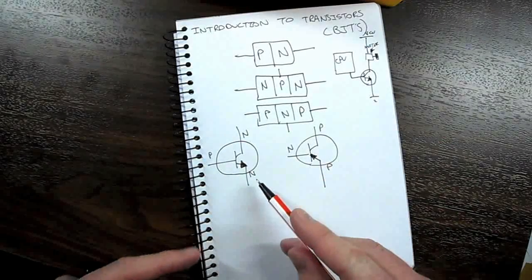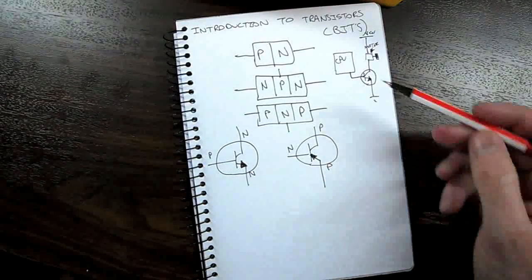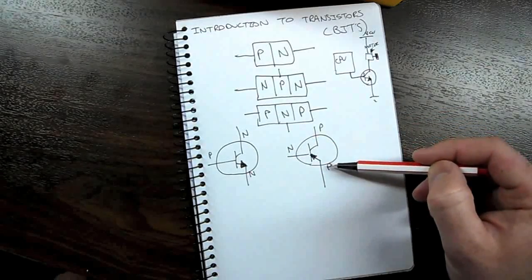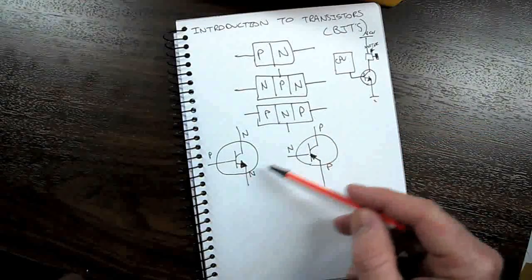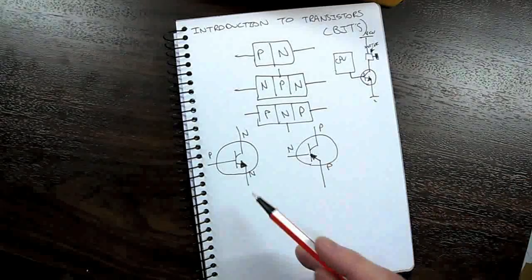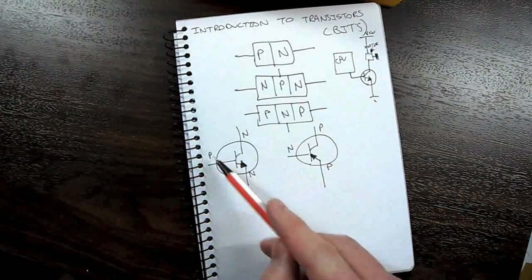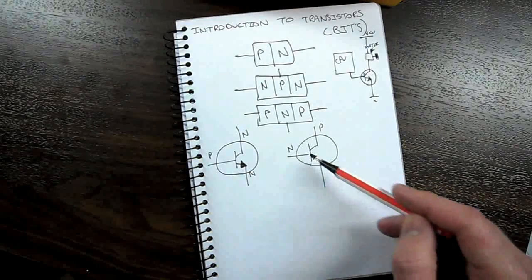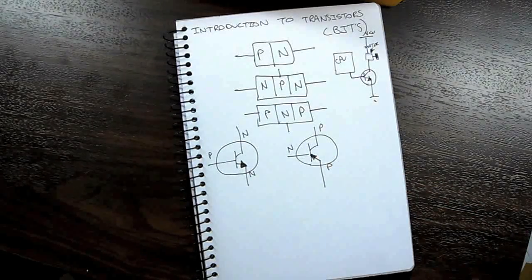pointing in. For PNP we say points in perfectly. So obviously the "in" part of it doesn't actually start with N, but you kind of get the idea. So they're referring to the arrow. Not pointing in, NPN, points in perfectly, PNP.